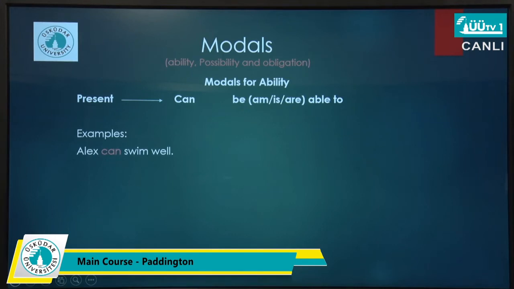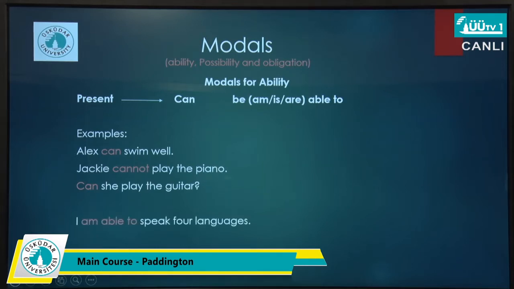Alex can swim well, a very general ability that Alex has, and we used can. In negative, Jackie cannot play the piano. And question, can she play the guitar? I just remind you that in English, when we want to talk about musical instruments, we use the article the: the piano and the guitar. For be able to, I'm able to speak 4 languages.